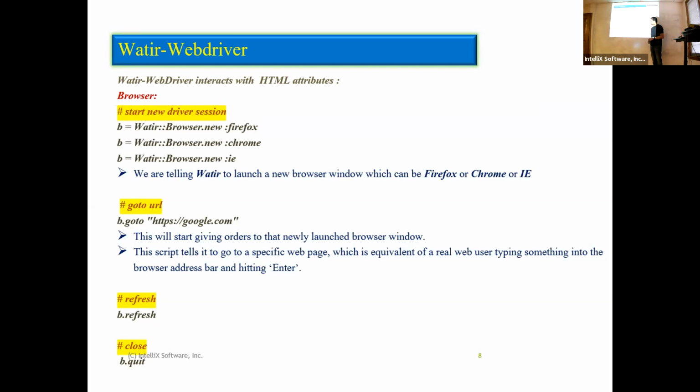So here also b is the variable, right? It's the same variable that we are referencing now. You instantiate once, then you refer to that variable in your program. Same thing here. Again, you can name it daisy. Daisy equals Watir browser. Then you refer to it as daisy.refresh or daisy.quit, whatever. The quit means you're closing the browser. So there are some basic commands for interacting with the browser.